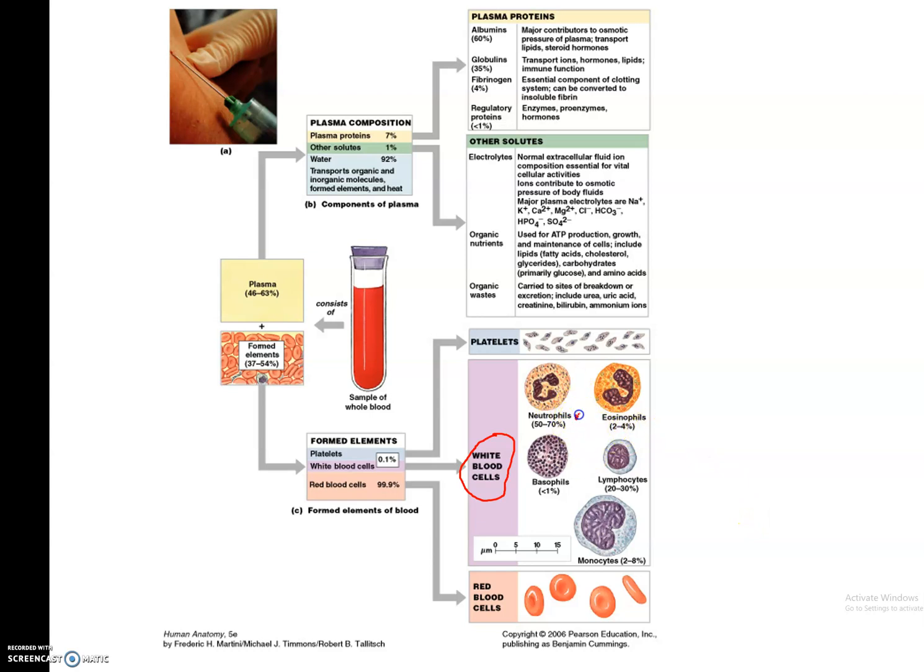So our neutrophils, eosinophils, basophils, they're all granular. They're called granular because they look like they have little grains inside of them. And then you have the agranular lymphocytes and monocytes.